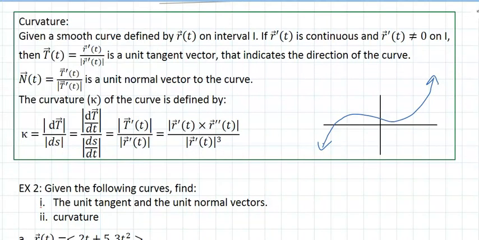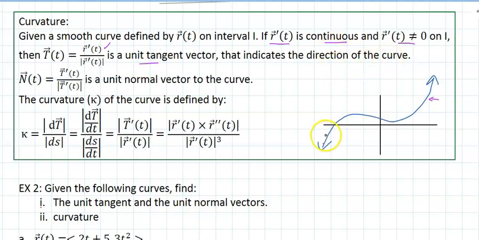Curvature: given a smooth curve defined by r of t on some interval I, r prime is continuous and r prime does not equal 0 on that interval, then here's my unit tangent. We just did that in the previous. I didn't need a definition for that. To find the tangent vector, I take a derivative. To make it a unit vector, I divide by its length. But now it's official. That indicates the direction of the curve.